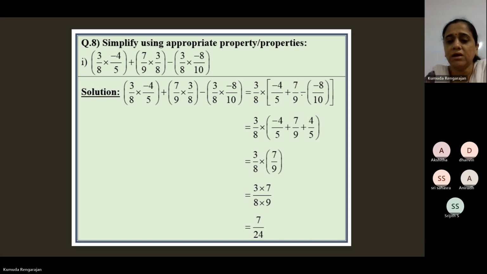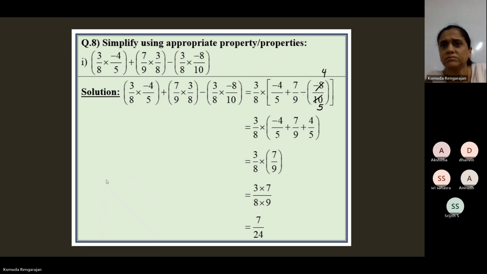Now, minus into minus is plus, right? Minus into minus plus, here you can cancel. 2 4s are, 2 5s are, you can cancel. So next step, 3 by 8 as it is, minus 4 by 5 plus 7 by 9. Minus into minus plus 4 by 5. And then after this, take the LCM and simplify.